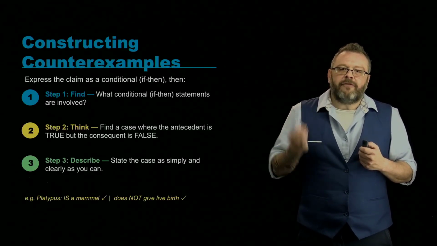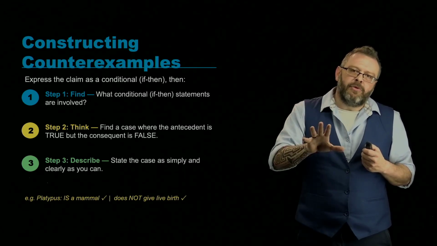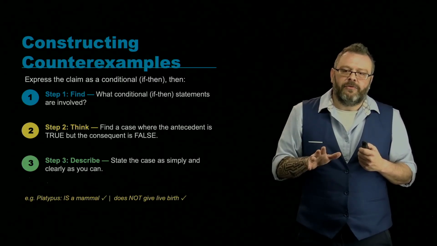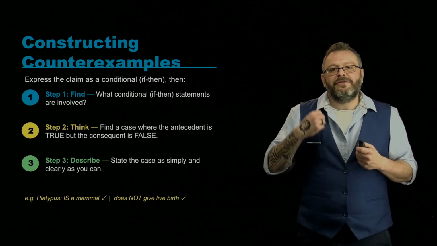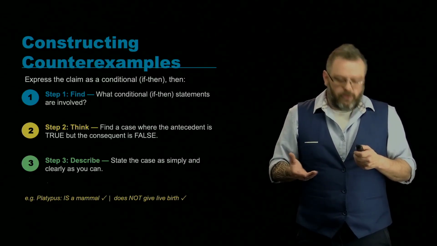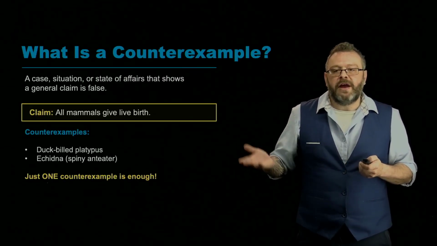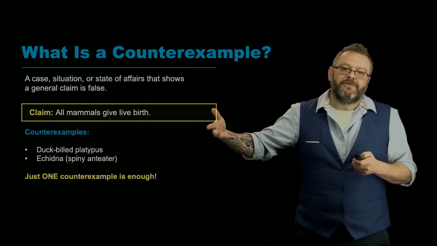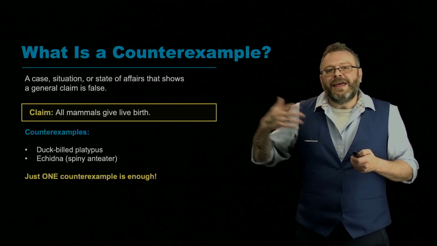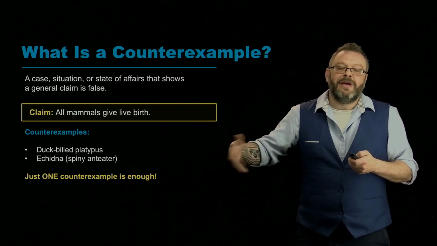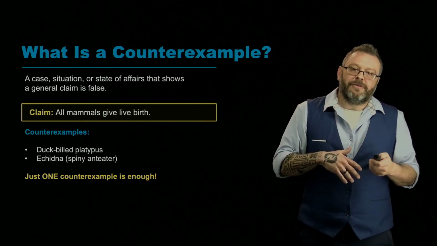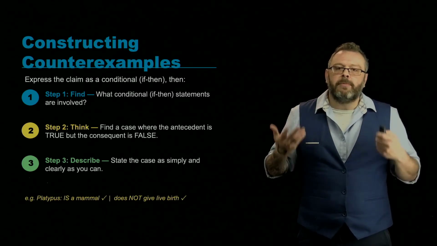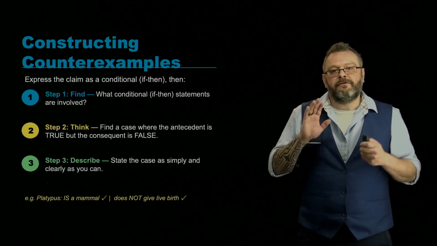What we're really after is an example or a situation that shows that a conditional, that an if-then statement is false. Okay, so if we go back to our all mammals give live birth example, this can sort of be translated into an if-then statement. If an animal is a mammal, then it gives live birth. That's an if-then statement. That's a conditional. And so how do we go about showing that a statement like that is false?